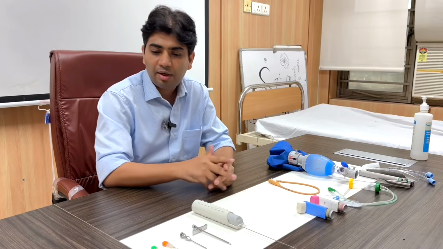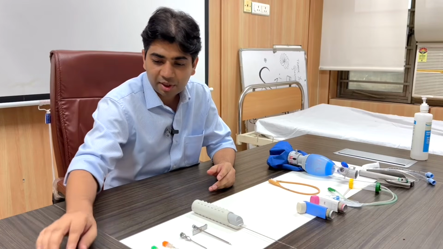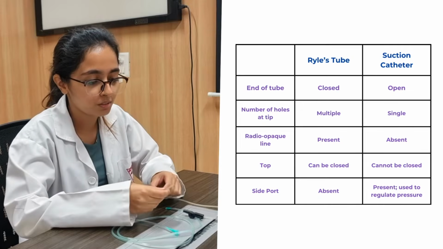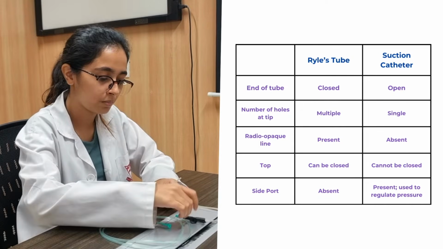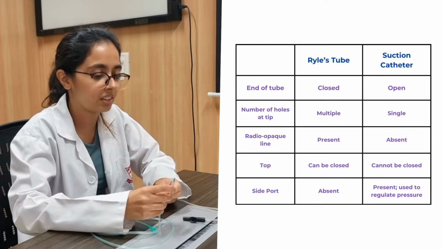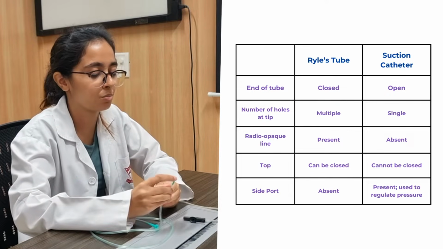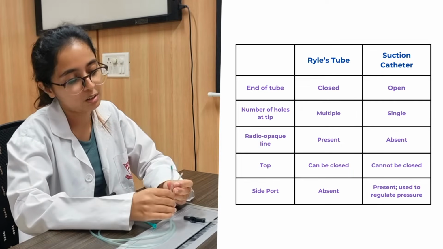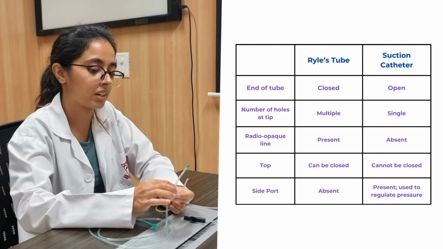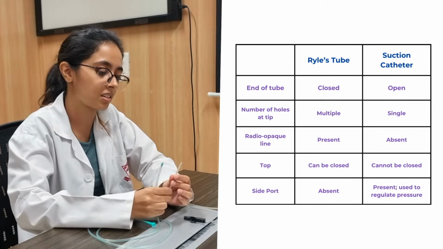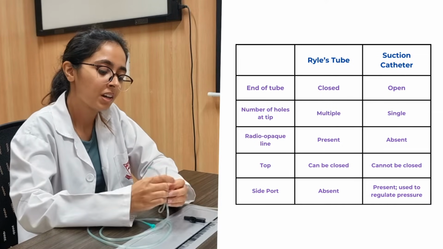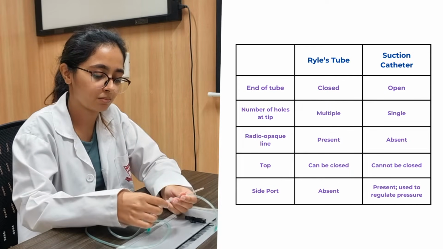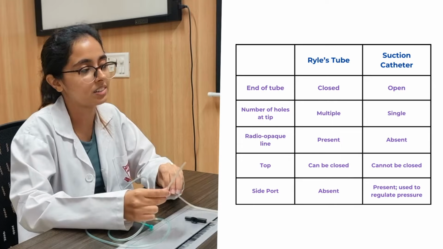Right. And how do you distinguish between a suction catheter and a Ryle's tube? So there are a few points of difference when we look at them. For instance, in the case of Ryle's tube, there is no opening at the tip, whereas in the case of a suction catheter, there is. There are multiple ports or holes lining the Ryle's tube, whereas in a suction catheter, there's just one side. And there's also a radio-opaque line that goes on in the nasogastric tube, but there is no such line in the suction catheter.